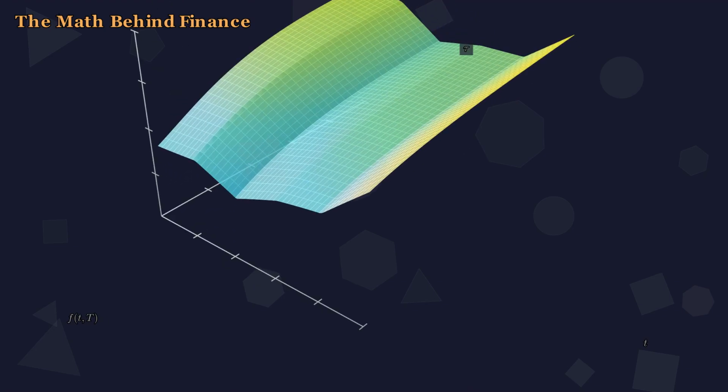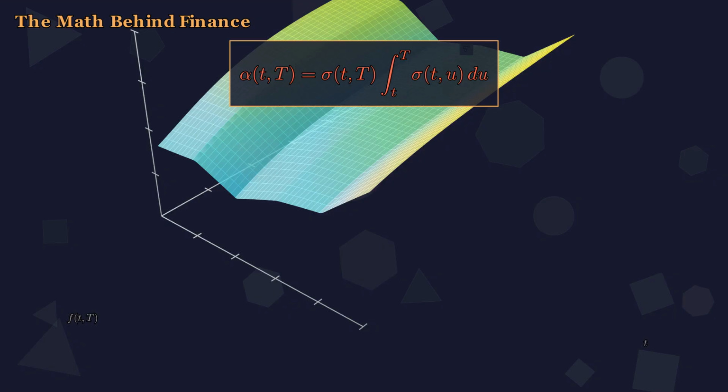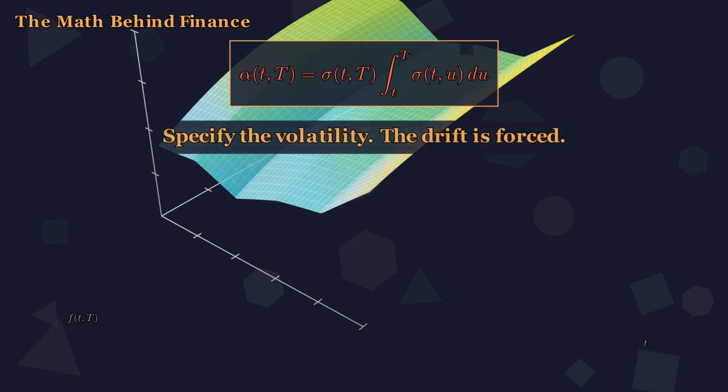And here is the most beautiful result in all of interest rate theory, the HJM drift condition. The drift alpha at maturity T equals the volatility sigma at T times the integral of sigma from t to T. In other words, specify the volatility structure and no arbitrage forces the drift completely. You do not get to choose both. Consistency does it for you. This is the same deep pattern we saw in episode 12, now elevated to an infinite dimensional setting.